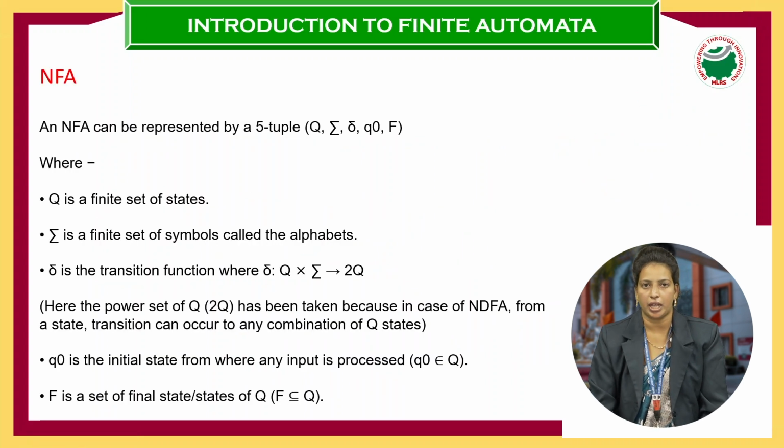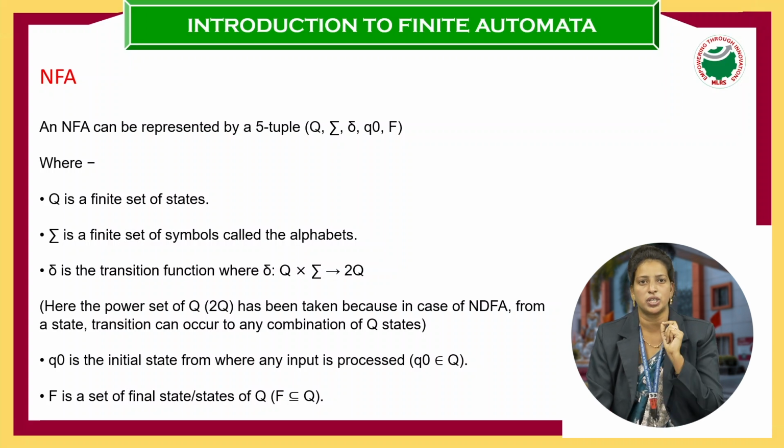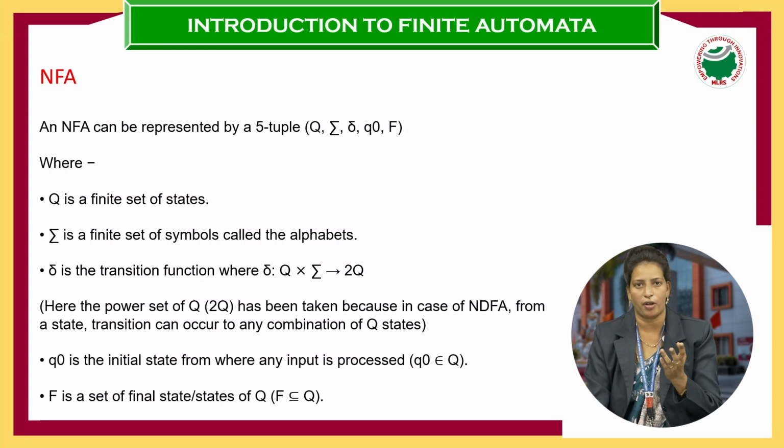Next, NFA. NFA stands for non-deterministic finite automata. So here also it is represented as a 5-tuple: Q, sigma, delta, Q naught and F. Here Q indicates a finite set of states, sigma indicates a finite set of input symbols, delta indicates transition functions or mapping functions, Q naught indicates the initial state, F indicates the finite set of final states. So any finite automata contains only a single initial state but can have a number of final states.